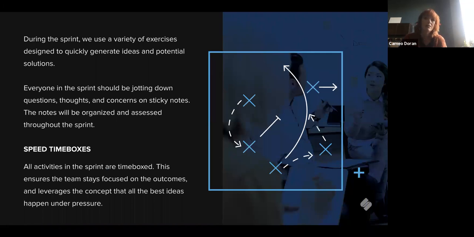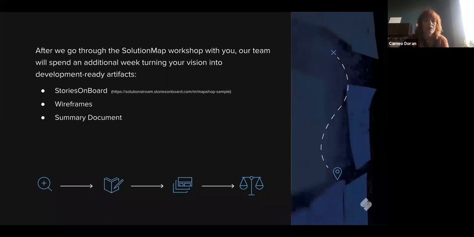But honestly, the actual value to our customer, those things are valuable without a doubt. Stories on board is set up so we can pull those stories once we get them created directly into Jira. We can hit the ground running with the wireframes. The summary doc summarizes everything that we've done. But ultimately, for most of our customers, the value is the clarity they get of understanding their own requirements better.